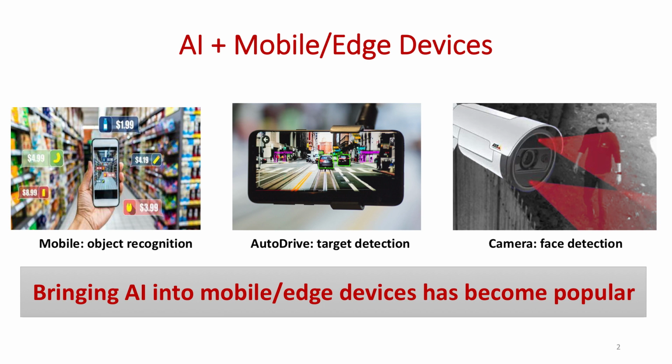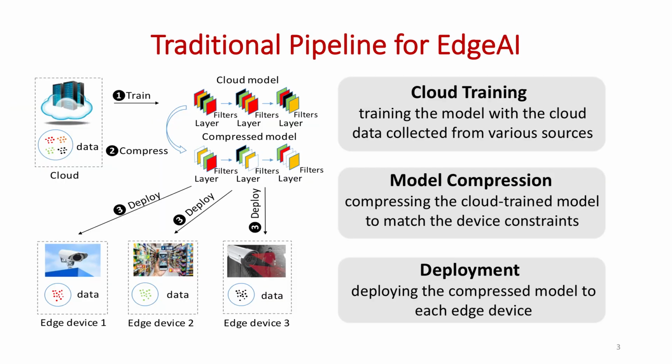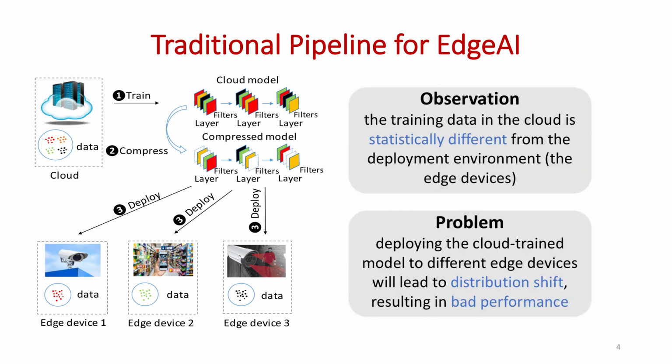Recently, it has become increasingly attractive to deploy CNN models to edge devices to protect user privacy and reduce inference latency. The traditional pipeline for edge AI includes three steps. First, we train the model with the cloud data collected from various sources. Then we compress the cloud-trained model to match the device constraints. Finally, we deploy the compressed model to each edge device.